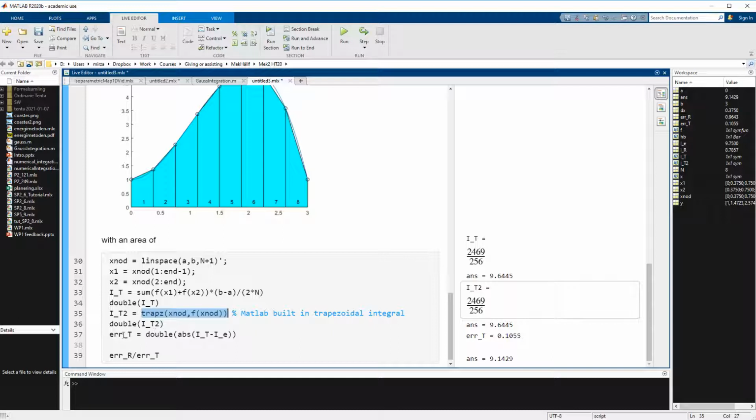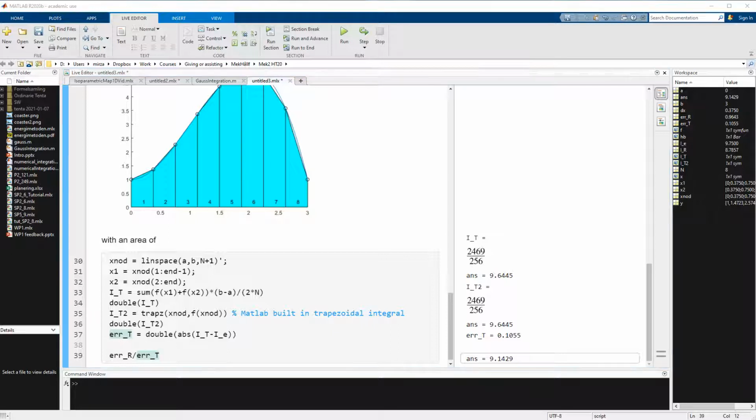So let's take a look at what the error is. The absolute error is, of course, this value here for our 8 points. And then if you look at the actual error difference, this is the error for our Riemann integral, and this is for our trapezoidal integral. We can see that the trapezoidal integral is actually almost 10 times better. So that's quite good. We have an improvement of almost 10 times.